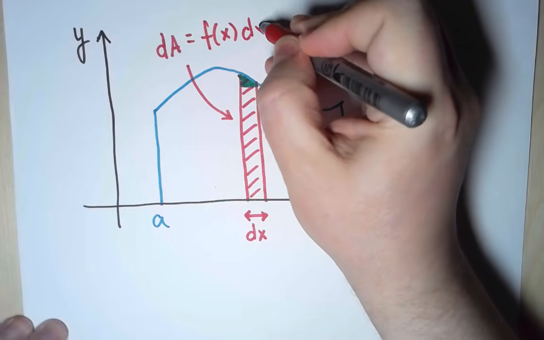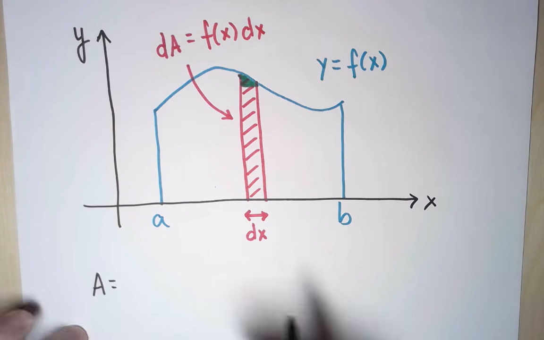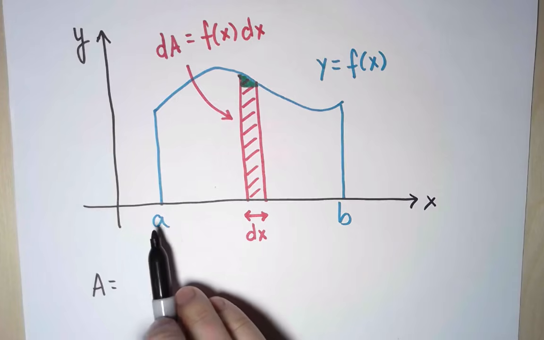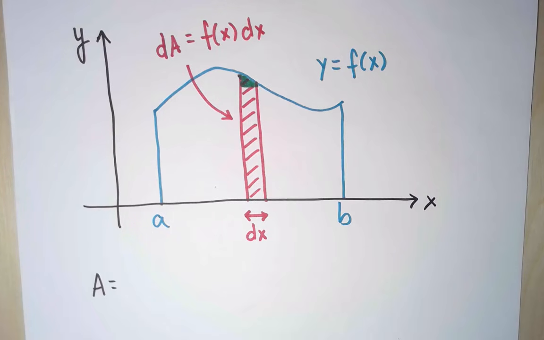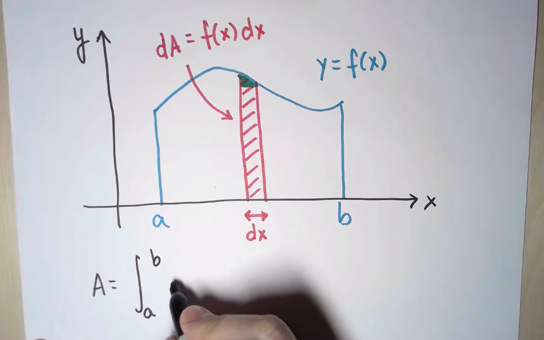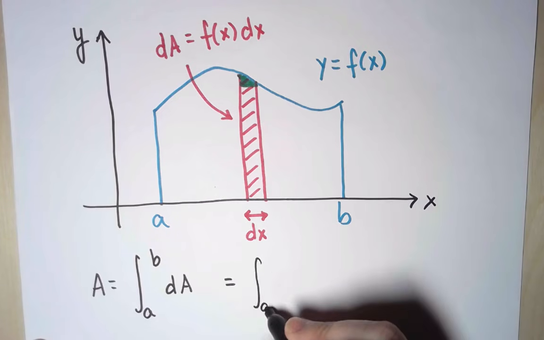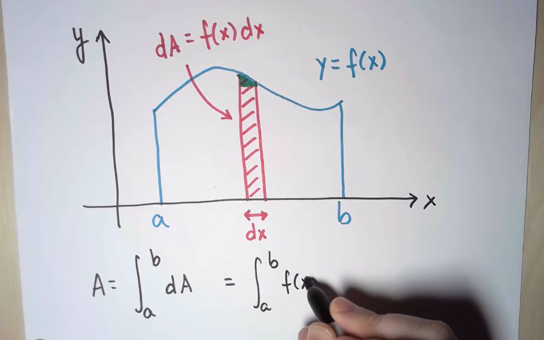times the width, which is dx. And now, the area of the full region is going to be the sum, in quotes, of all these pieces, infinitely many of them. But that sum is what we call an integral. Or in other words, it is the integral from a to b of f of x dx.